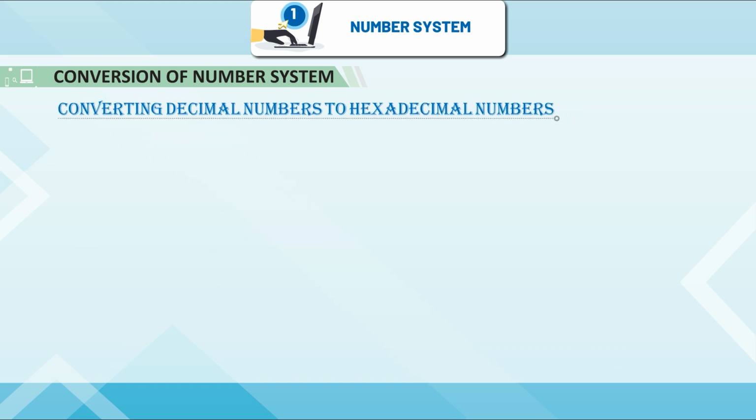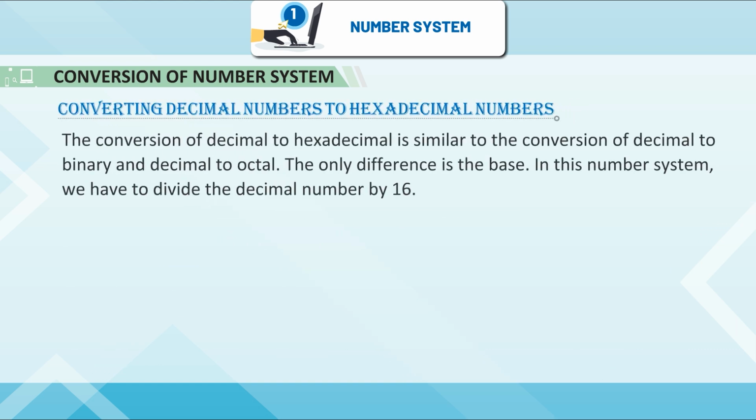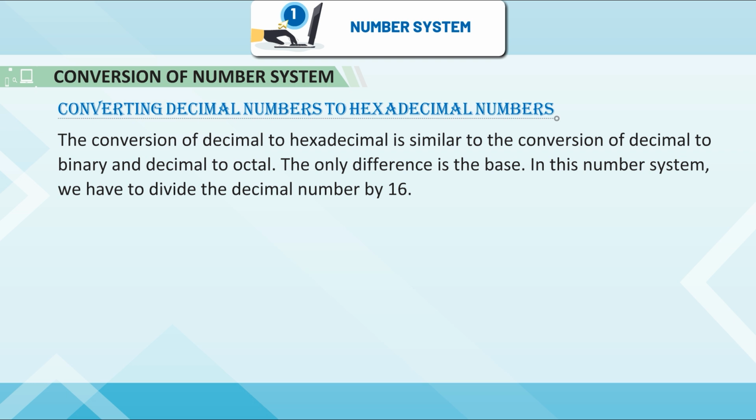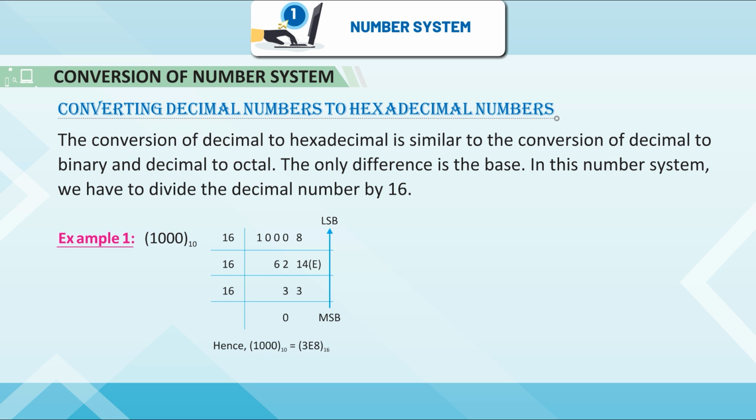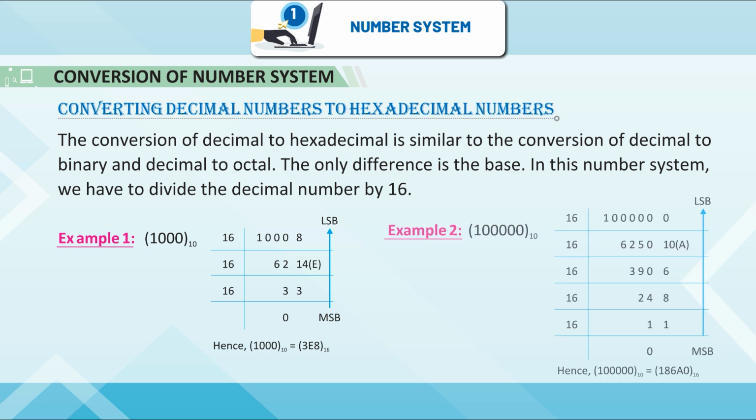Converting decimal numbers to hexadecimal numbers. The conversion of decimal to hexadecimal is similar to the conversion of decimal to binary and decimal to octal. The only difference is the base. In this number system, we have to divide the decimal number by 16. Example 1. 1000 with base 10. Hence, 1000 with base 10 is equal to 3E8 with base 16.